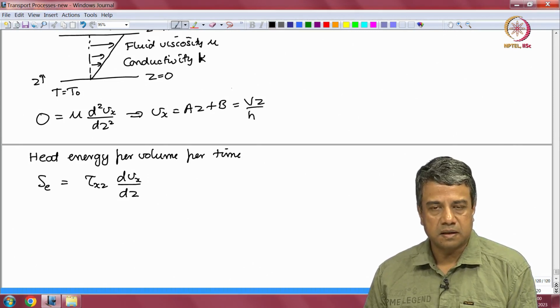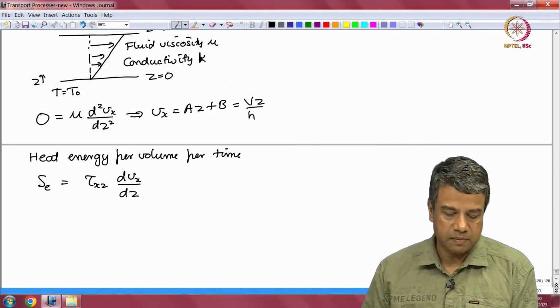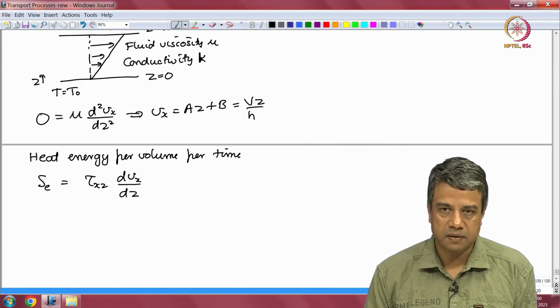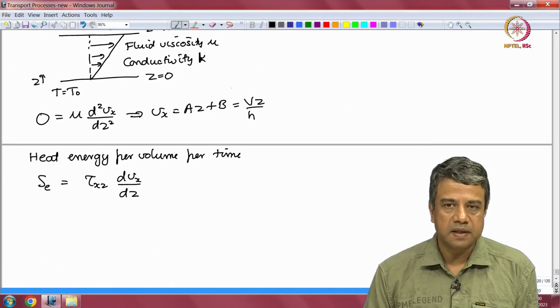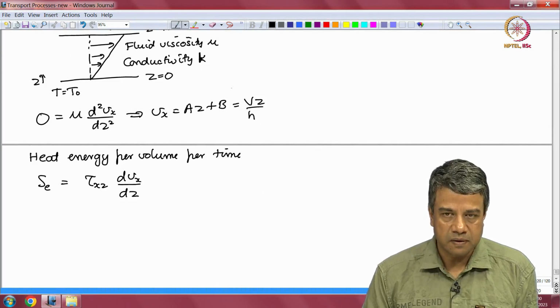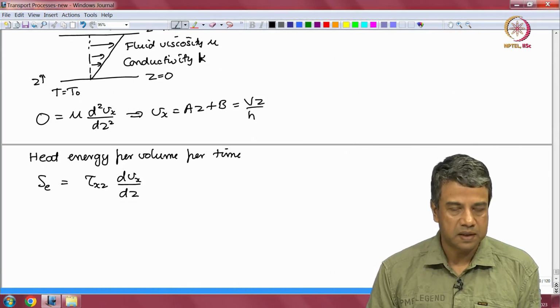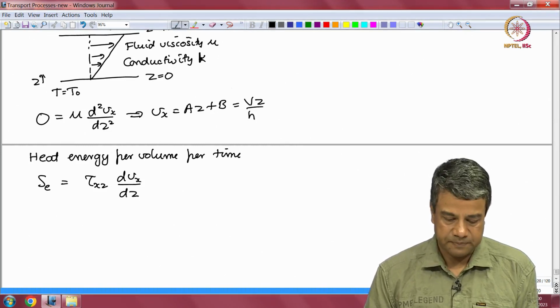Stress is force per unit area, which is the same as energy per unit volume. dVx by dz has dimension of inverse time, because velocity is length per time and z is a length. So, you are multiplying the energy per unit volume by 1 over time, which is the energy per unit volume per unit time. So, dimensionally this is consistent. We will take this as given and proceed.